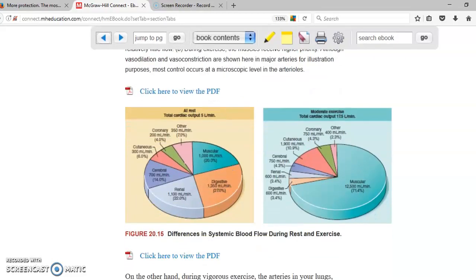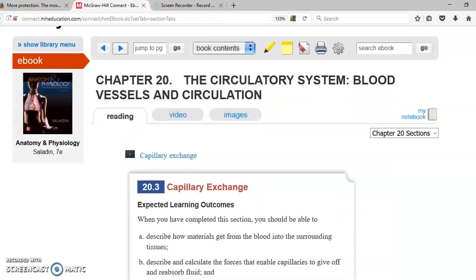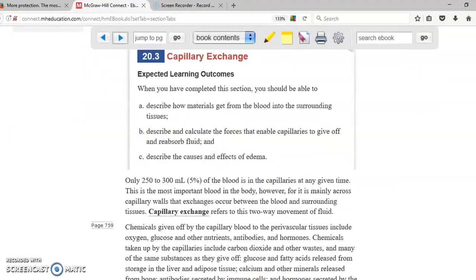Let's keep scrolling down. This is differences in blood flow. The next topic is capillary exchange. The main job of the capillaries is to allow the exchange of nutrients and waste that needs to be removed from the cells, and the nutrients that need to go from the blood into your cells. And this happens mainly at the level of the capillaries.